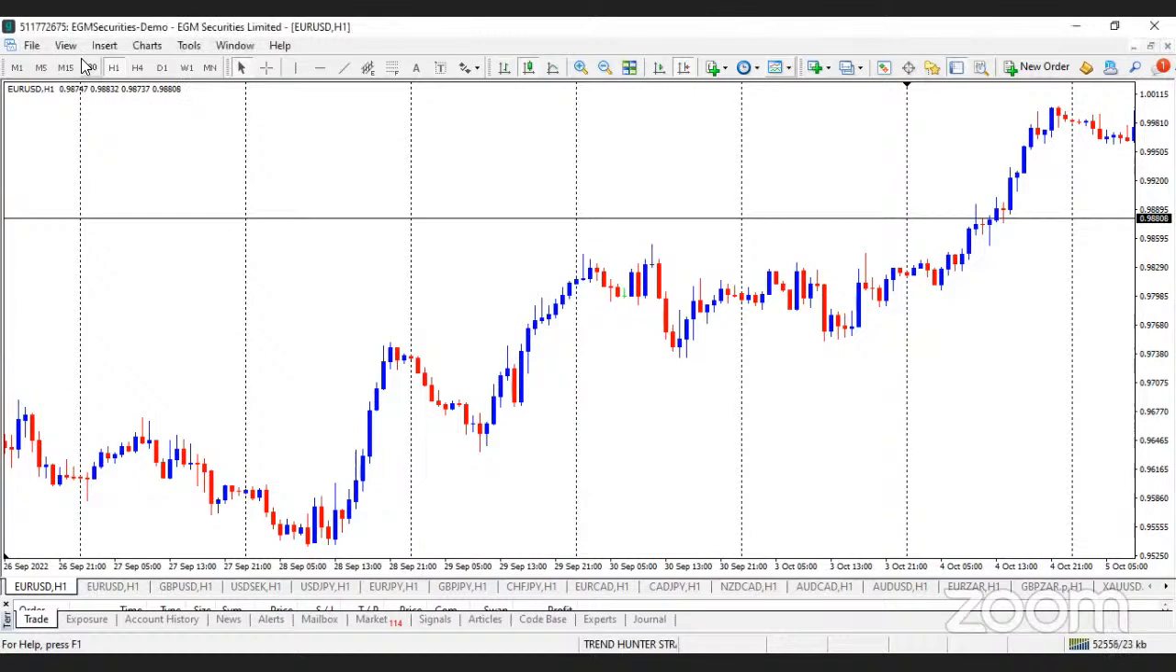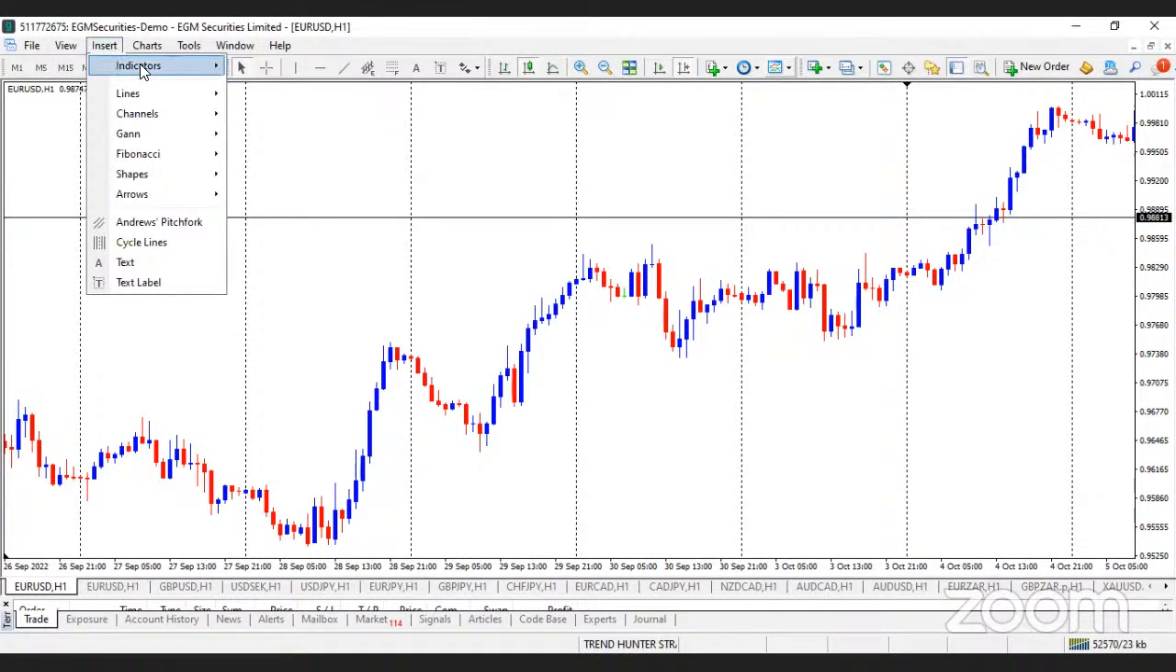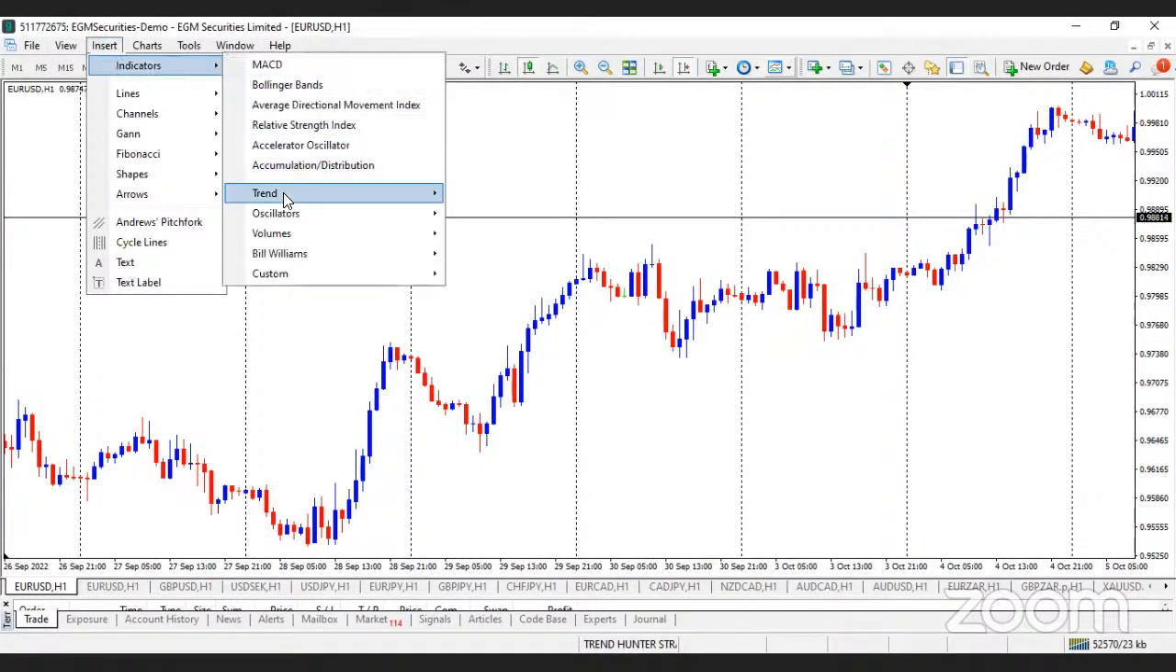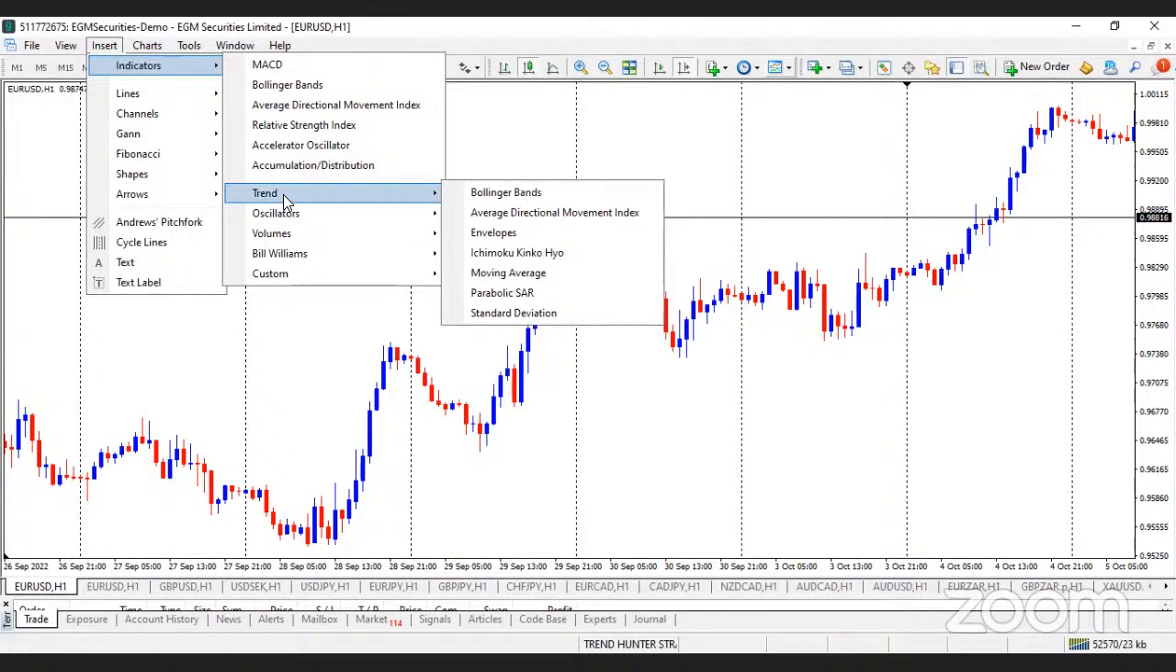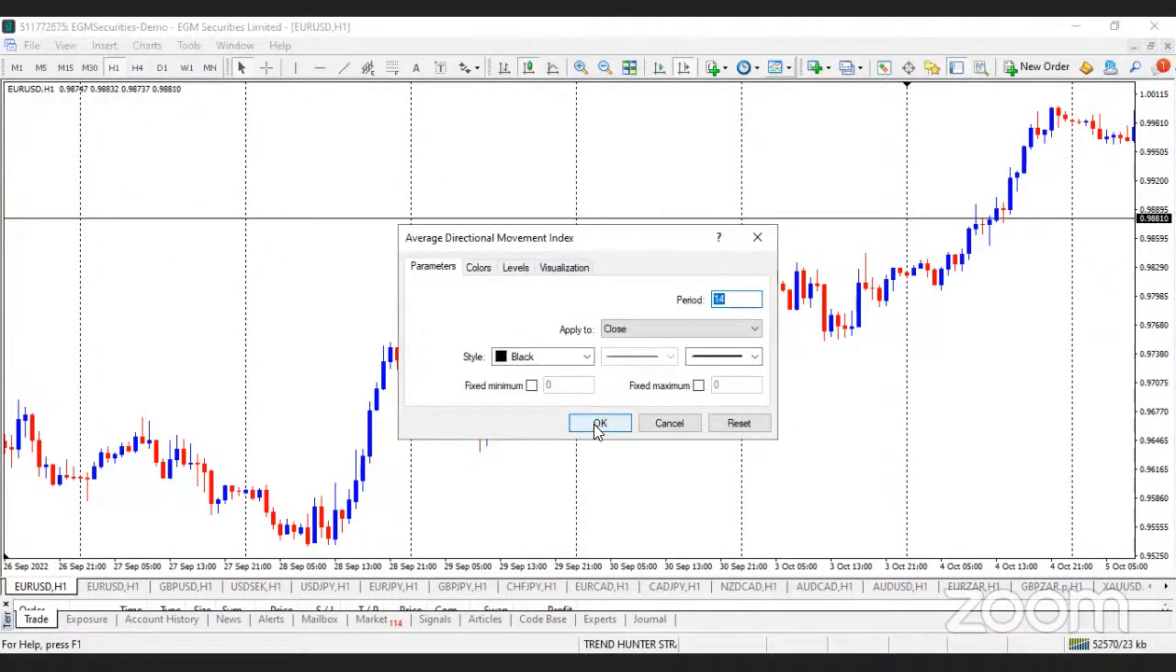If you're using MT4 or MT5, you'll go to insert. Then the first option is indicators. You'll be able to get the average directional movement index there. You click on it. You will retain the default settings. Then you'll click OK.